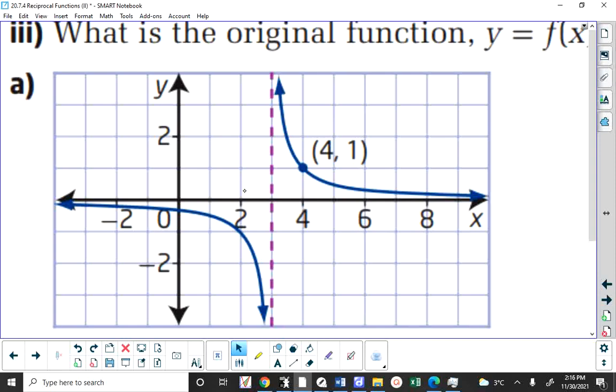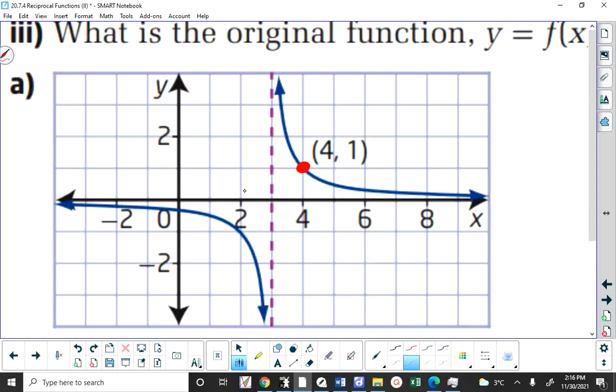Now, the two curves may be in the top right and the bottom left, or they may be in the top left and the bottom right. It depends, but this is going to be a linear function. We know the original function has to pass through here because this is an invariant point, because y is 1.